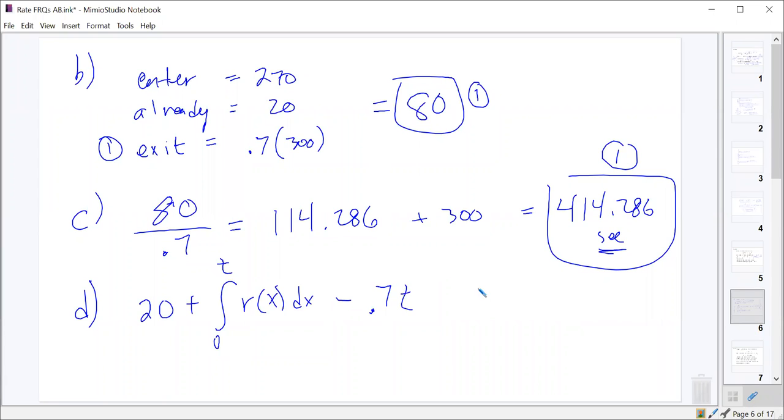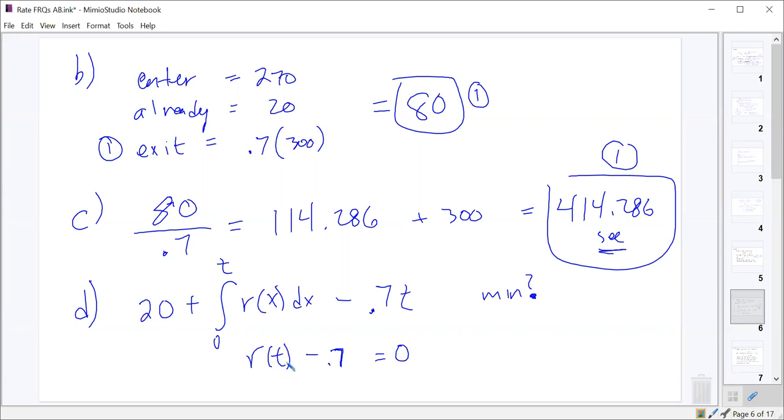We want to know, when is this at a minimum on the interval 0 to 300, right? Specifically 0 to 300. Is that right? Yeah. So what do we need to do with this? We need to take its derivative. The derivative of 20 should be 0. The derivative of the integral from 0 to t of r of x is just r of t. And this is minus 0.7. So we want to know, when does r of t minus 0.7 equal 0?